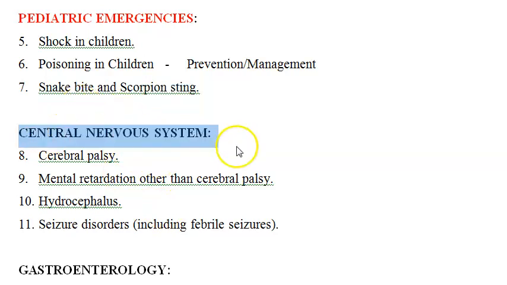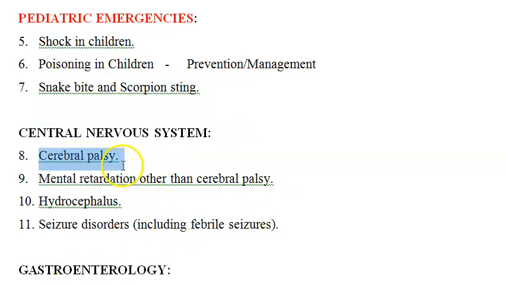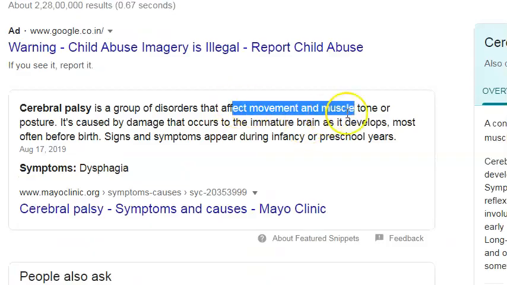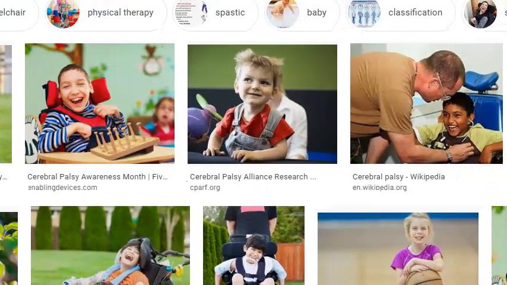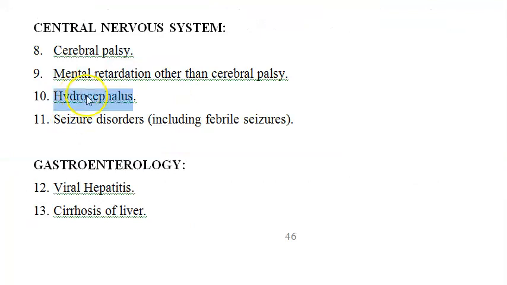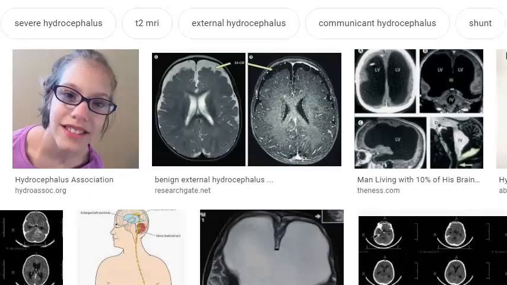Then coming to central nervous system, what is there? Cerebral palsy, this is a very important topic for examination. So it will affect the movement and muscle tone or posture. So this would be an important topic for exam. So other mental retardation, hydrocephalus, seizure disorders, including febrile seizures. Febrile seizures happen in children when they have fever, isn't it? What do they give for that? Diazepam. So they are showing hydrocephalus here.